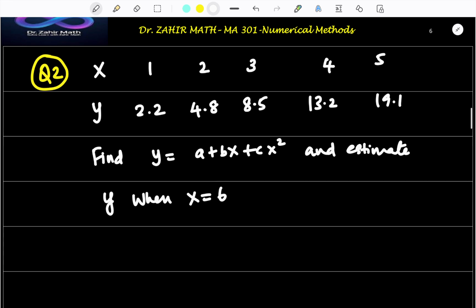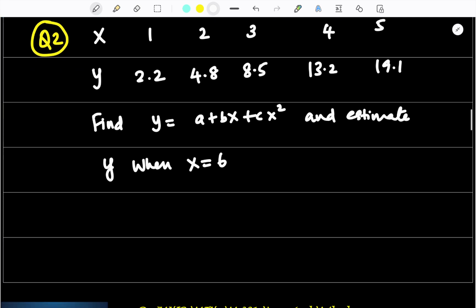Given data values, x is equal to 1, 2, 3, 4, 5 and y is equal to 2.2, 4.8, 8.5, 13.2 and 19.1, right? So what is the question? Find y is equal to quadratic, y is equal to a plus bx plus cx square, and estimate y when x is equal to 6. So let's go to the solution.